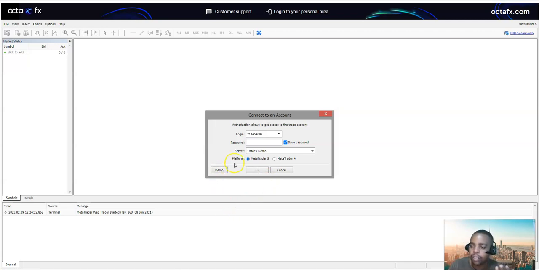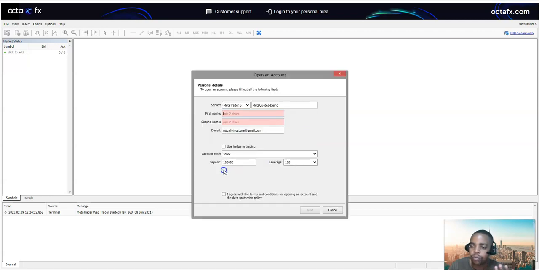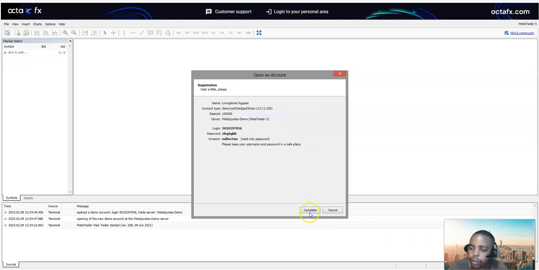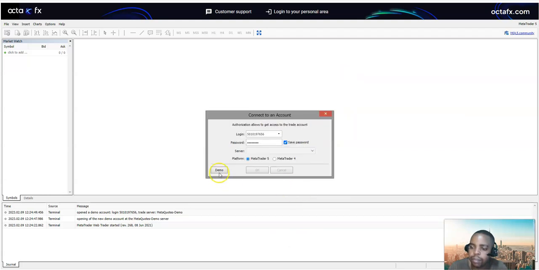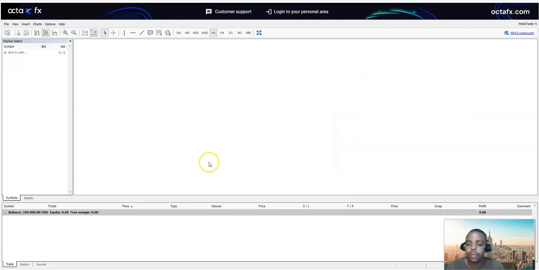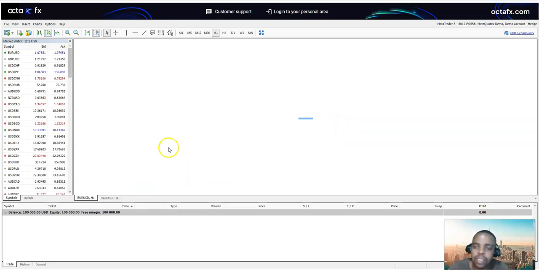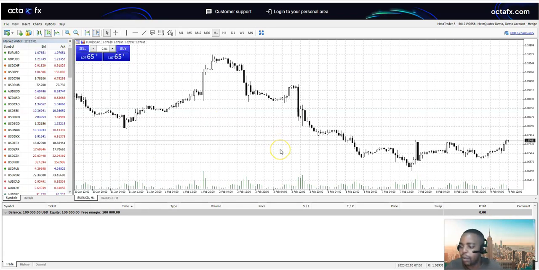This is my MT4 account from Okta. Let me just access my account to show you. Let it register, it takes some time, but it's a demo. Alright, here we go.